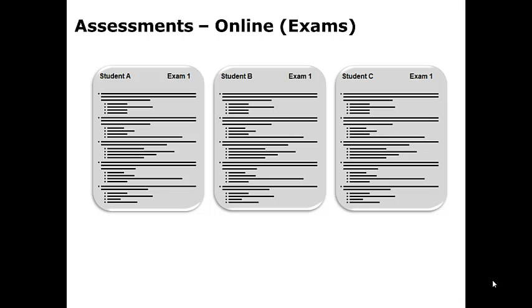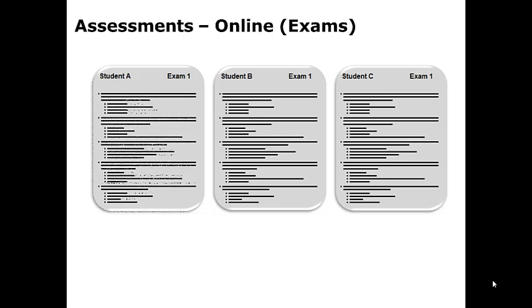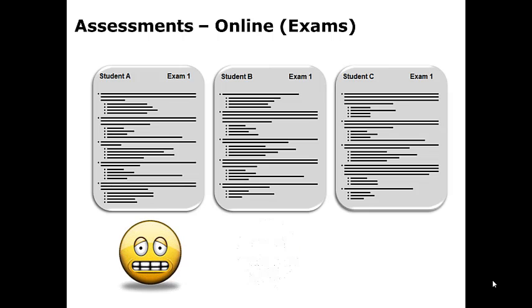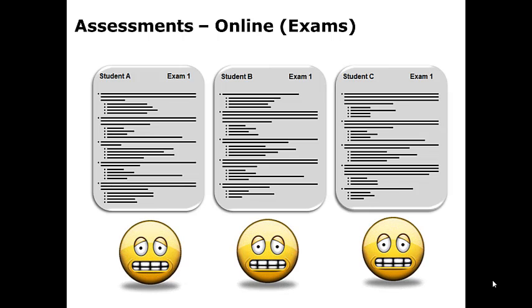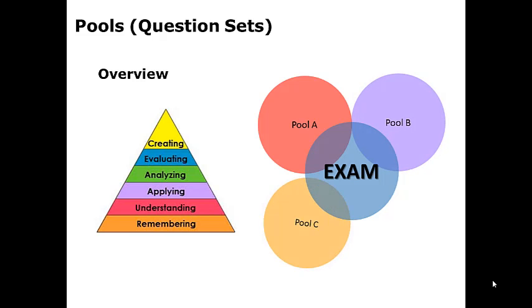When a student is presented with an online test, if all the tests are the same, they're going to discover, hey, I can make some money off of this. So one of the easiest ways to address this is to ensure that every student gets a different exam. Let's find out how we can do this. We can do this through pools, by various pools that cover different levels of Bloom's taxonomy.